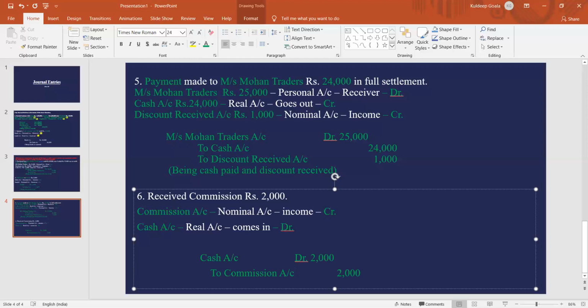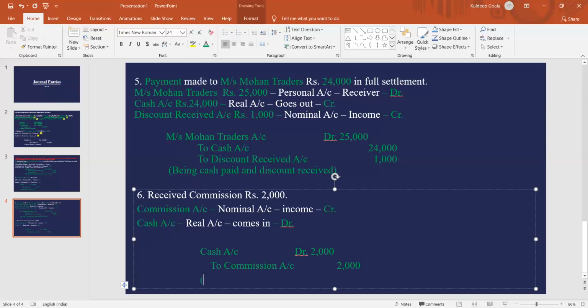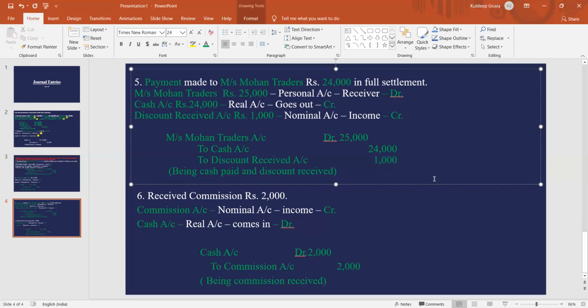So ultimately the narration now, what is the narration? That is a summary of the transaction. Being commission received. Okay, is it clear everyone? So this is how the transactions will be helping you. Very simple. This is how the transactions are going to help you.